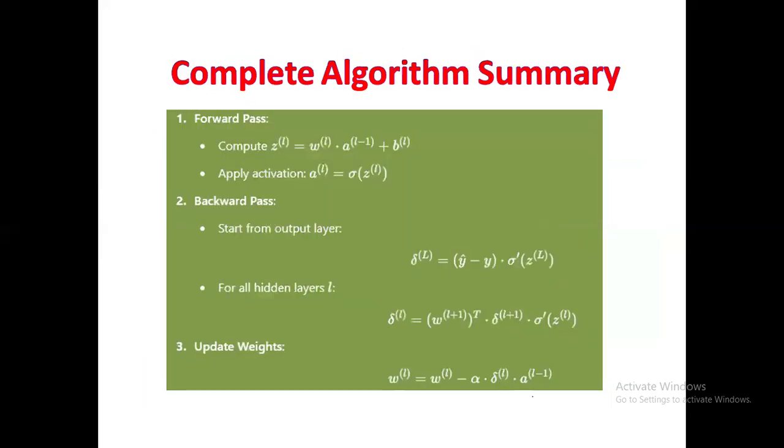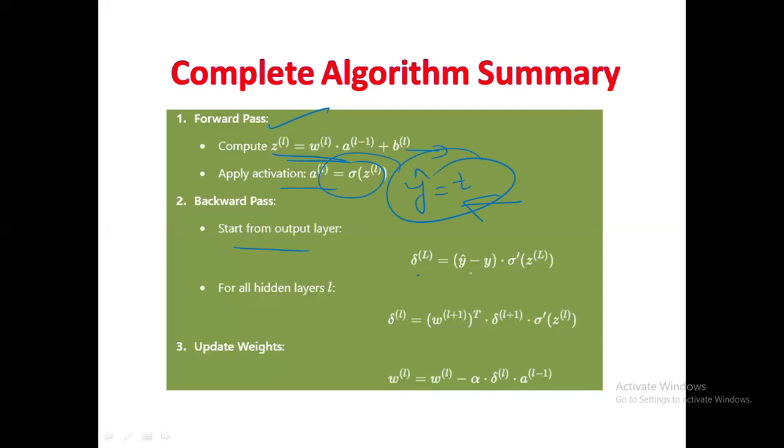And a complete algorithm summary, if you are considering. First we have to find out the forward pass. This is the weighted sum of the input, W into a plus b, then apply the activation function. Then, if Y cap is not matching with the target, we have to send the error back, so that we can call it the backward pass.